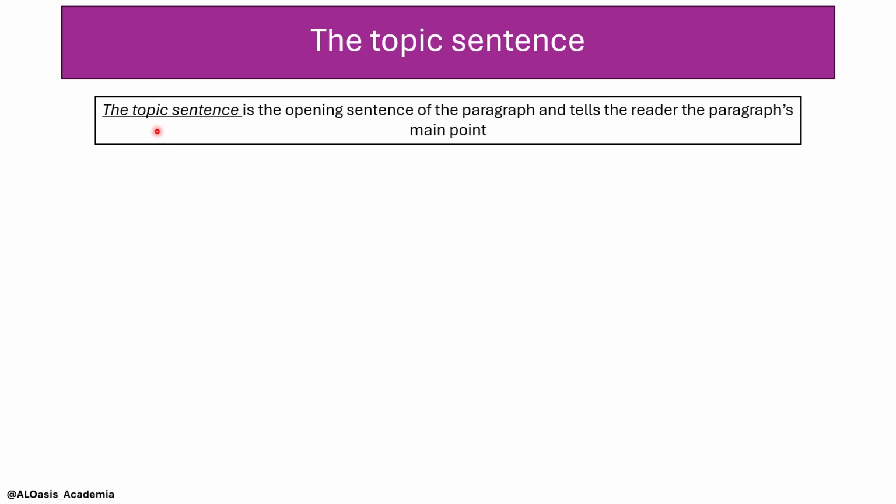Because that's the main definition of a topic sentence. So the topic sentence is the opening sentence of the paragraph, and the main job of this sentence, and that's what we just mentioned earlier when I said that each sentence within a paragraph needs to have a clear job. So the job or the role of the topic sentence in a paragraph is to tell the reader what the paragraph is going to be about, or what's the main point that we're going to discuss in this paragraph.